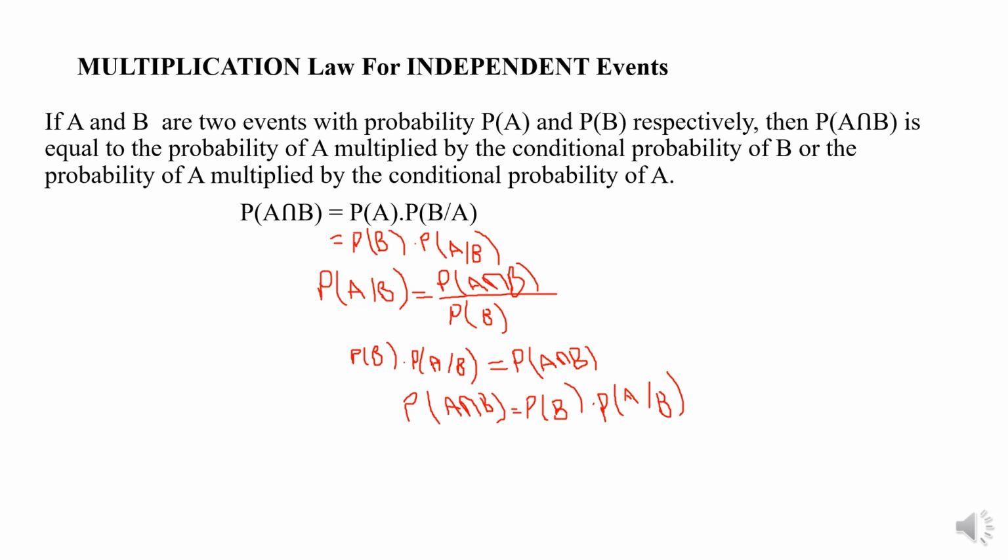Similarly, probability of B by A equals probability of A intersection B whole divided by probability of A.